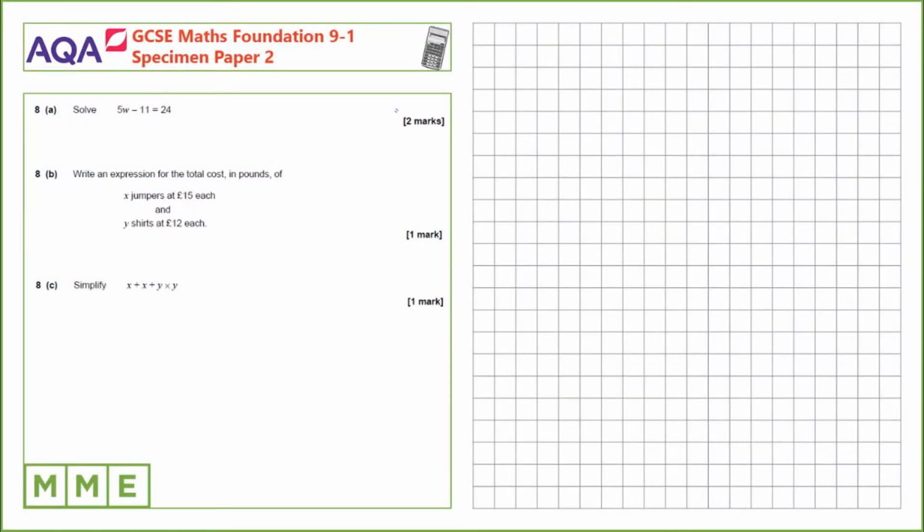Question 8a. Solve 5w minus 11 equals 24. Our first step will be to take the minus 11 and add 11 to both sides. On this side, we'll only have 5W left. On this side, 24 plus 11 is 35. The next step, we have 5W and we only want W, and to get rid of that, we'll divide by 5.